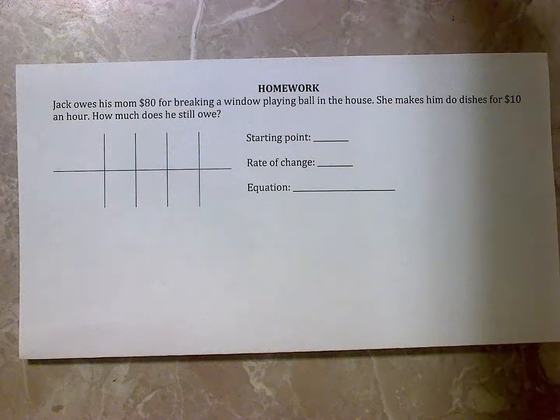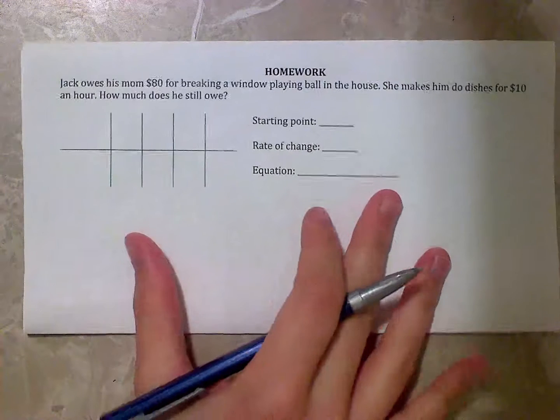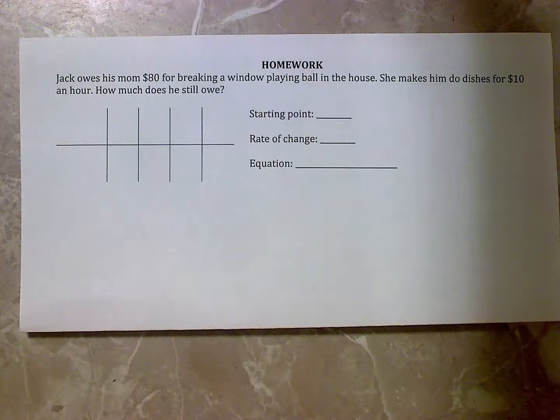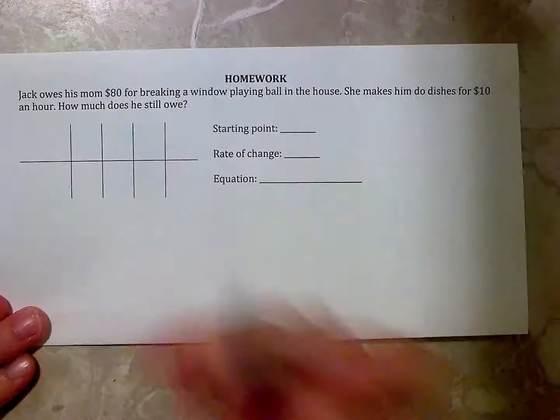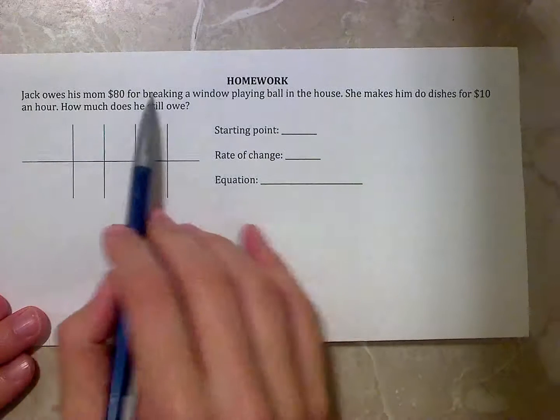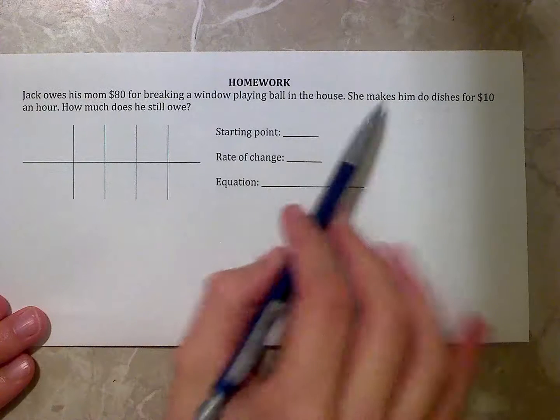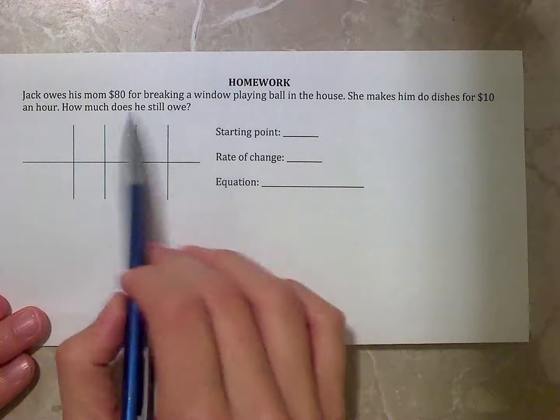I'm not going to go over your whole homework assignment, but I do just want to go over the first problem on each page just so you can get an idea of how you did and if you had any major misunderstandings. So, Jack owes his mom $80 for breaking a window playing ball in the house. She makes him do dishes for $10 an hour. How much does he still owe?